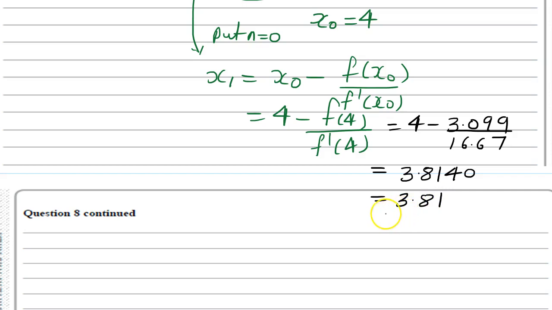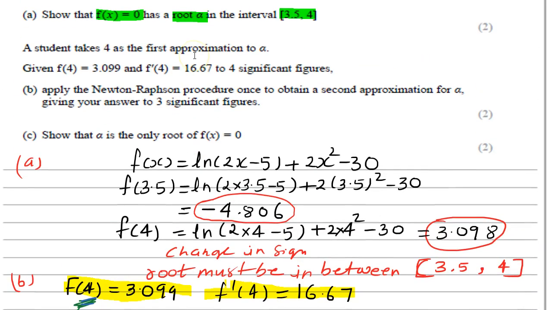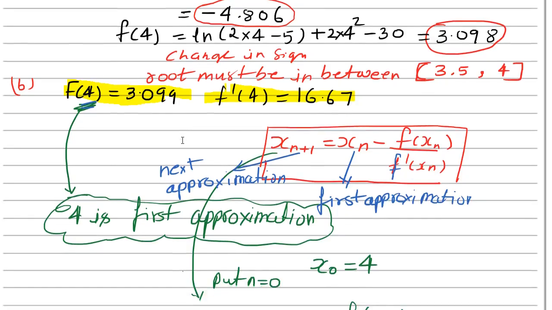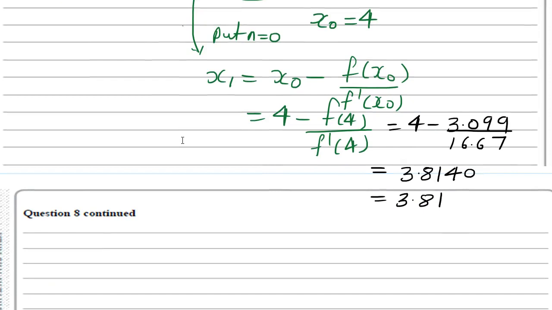So that is the B part, and there is a C part as well. The C part is: show that alpha is the only root of f(x) equal to 0. So for the C part, let me do it this side.